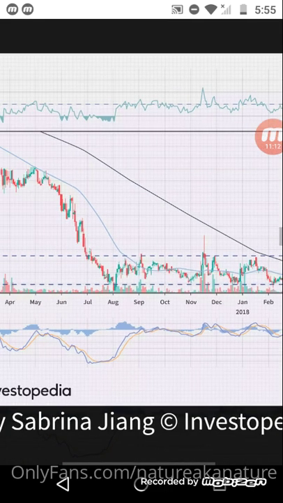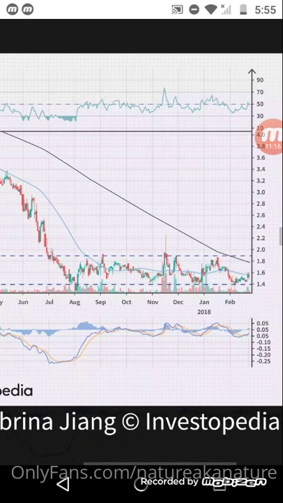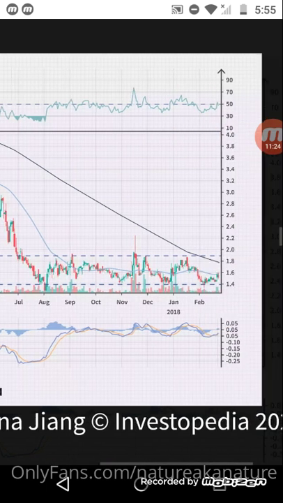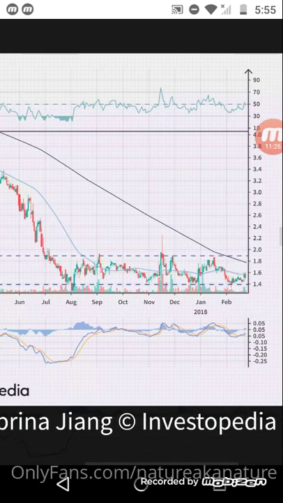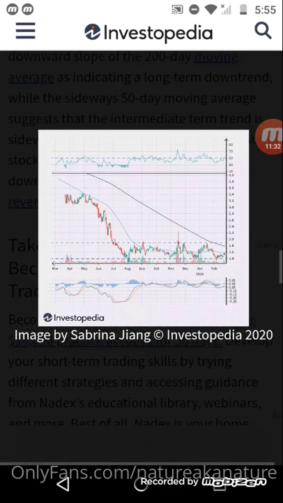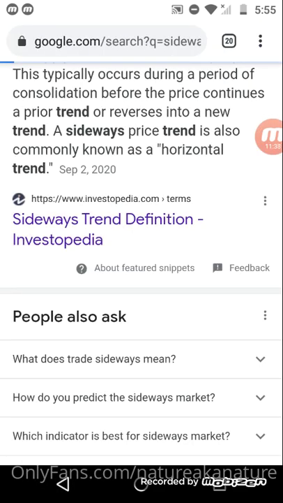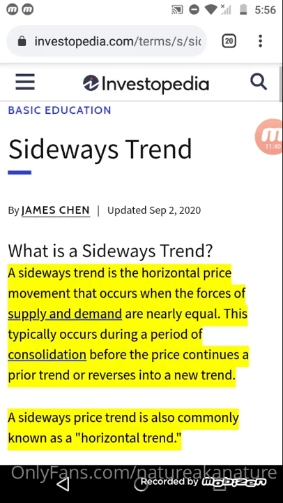This is a lot of ways new beginner traders lose a lot of their money, because they think it's going up, and it's not. They think it's going down. It's not. It's just going up and down. It's a sideways trend. So be aware of that. So that was that example of a sideways trend.